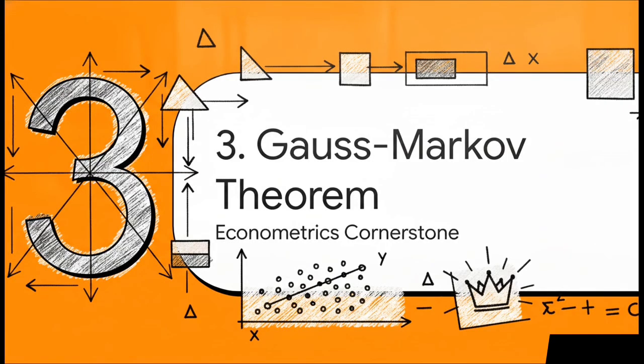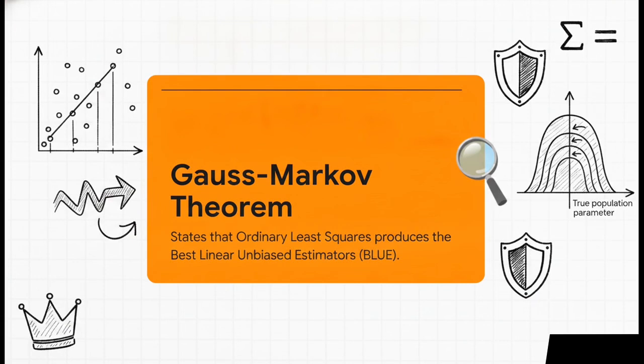Which brings us to part 3, the Gauss-Markov theorem, the absolute cornerstone of econometrics. So how does this least squares math actually translate into solid theoretical guarantees? Well, the Gauss-Markov theorem is the gold standard here. It justifies exactly why we love ordinary least squares, or OLS. It mathematically proves that under specific conditions, OLS produces the best linear unbiased estimators, famously known by the acronym BLUE. Unbiased just means that, on average, our estimates hit the true population parameter. And best means that out of every possible linear unbiased estimator out there, OLS has the lowest possible variance.